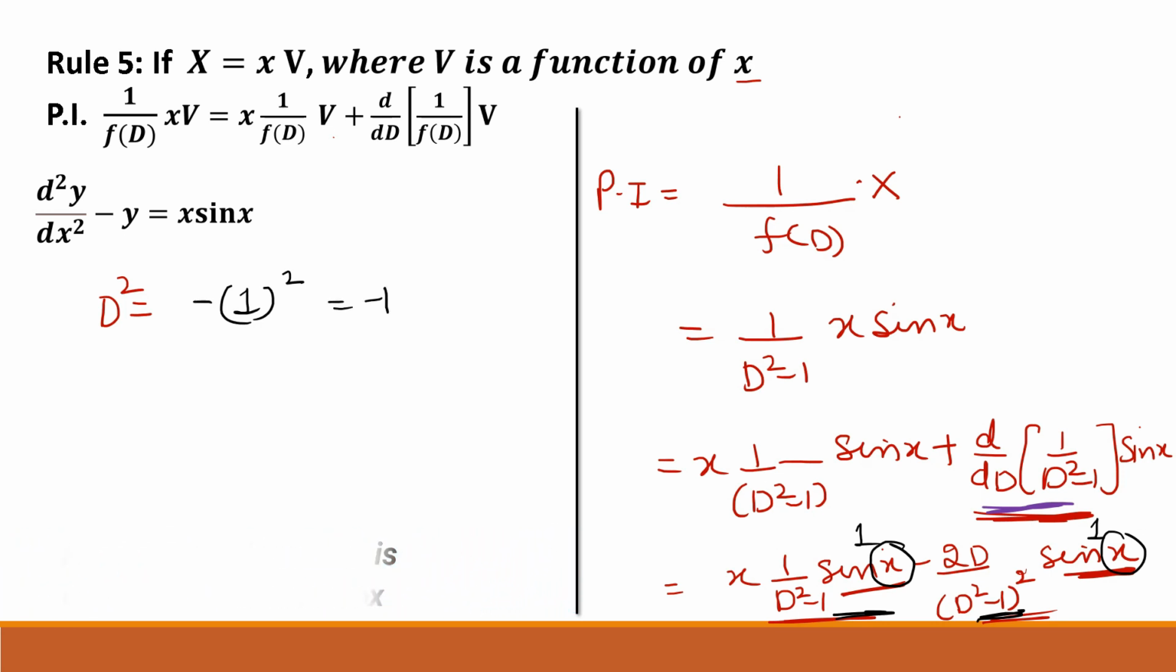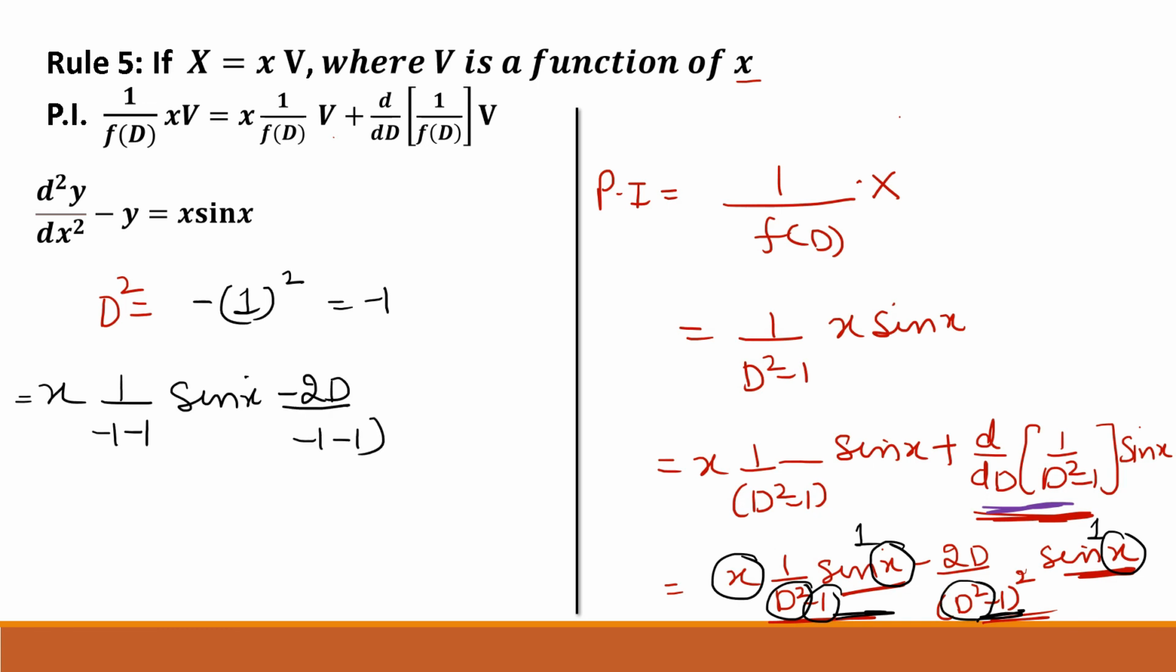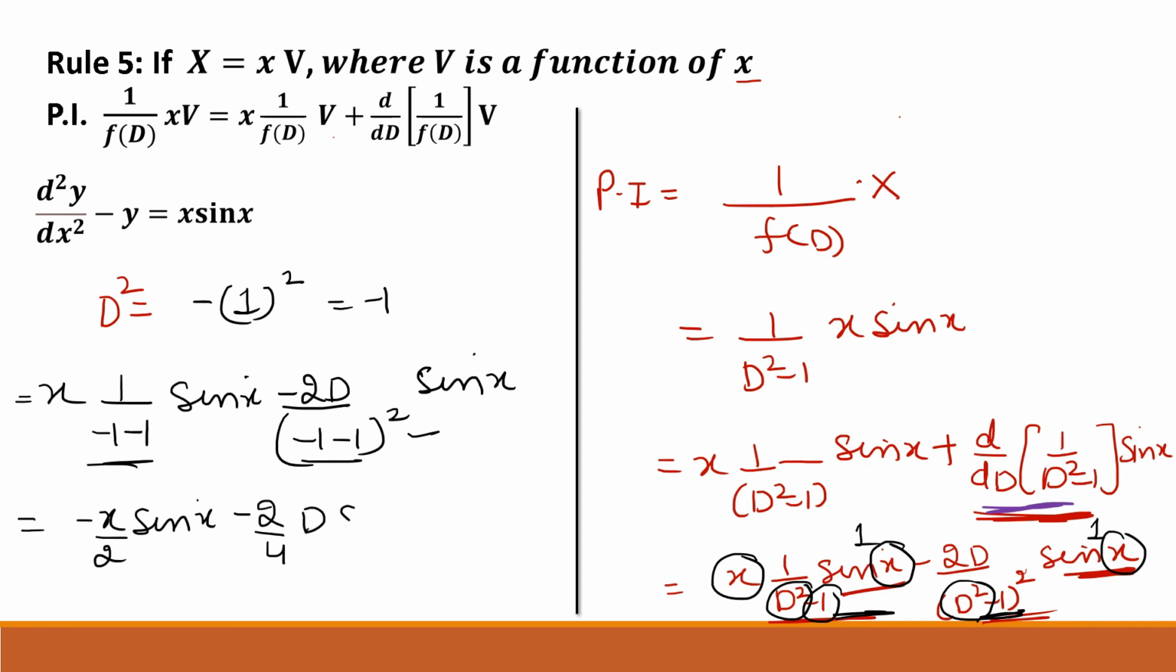So what will we get? x as such, 1 over this D square will be minus 1 now, along with that minus 1, right? And here we have sin x, minus 2D. Here again D square we'll put minus 1, whole square, and here we have sin x, right? So this will be minus x by 2 sin x, and here minus 2 over minus 2 whole square, so this will be minus 2 by 4 D sin x.